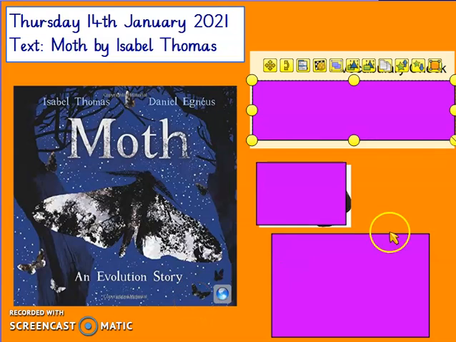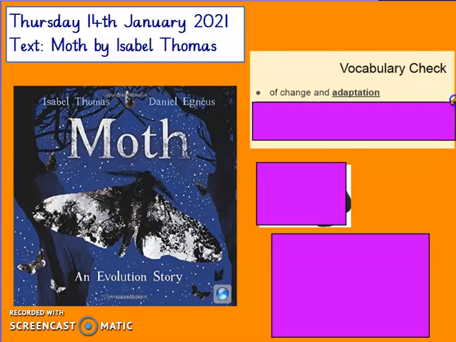Excellent. So, before we move on, let's have a look at some of the vocabulary that was used in Isabel Thomas's book. The first one is adaptation. Now, when I first looked at this, I thought that change and adaptation were the same thing, but actually they're a little bit different. Change is when something changes completely, but adaptation is when something changes a little bit to suit their environment or to suit where they are.